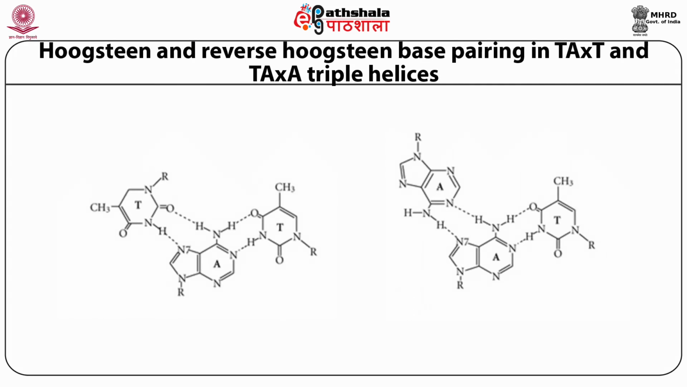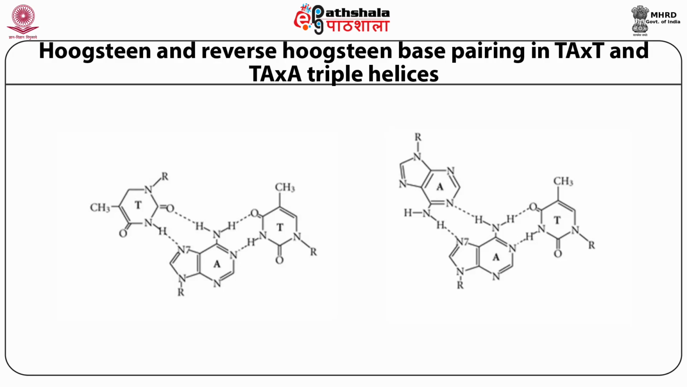We show in this picture hook chain and reverse hook chain base pairing in 2 triple helices: TAT, that is pyrimidine-purine-pyrimidine, and TAA, that is pyrimidine-purine-purine.